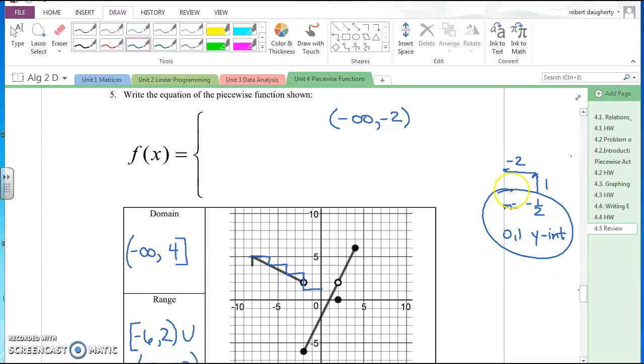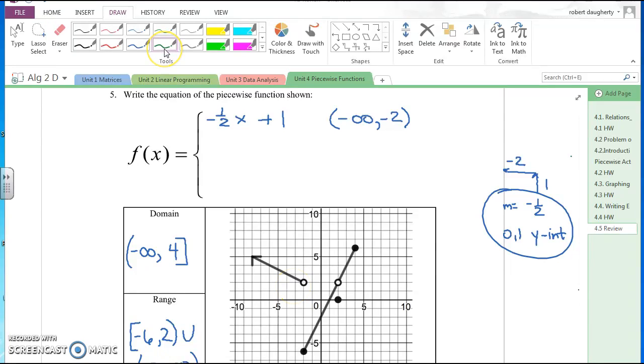So a line with a slope of negative 1/2 and a y-intercept of (0, 1), that equation is negative 1/2 x plus 1, okay? So that is the first equation that I have. Now let's figure out the second equation. Let me erase some of these markings to make it a little bit clearer.